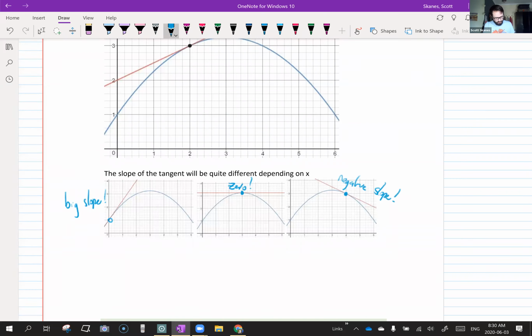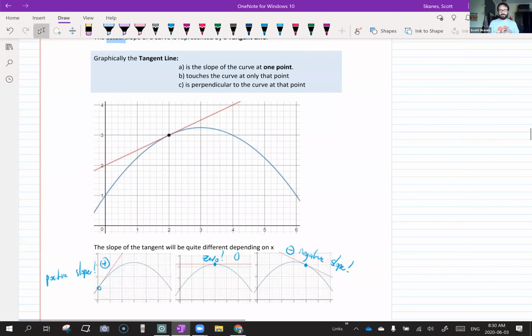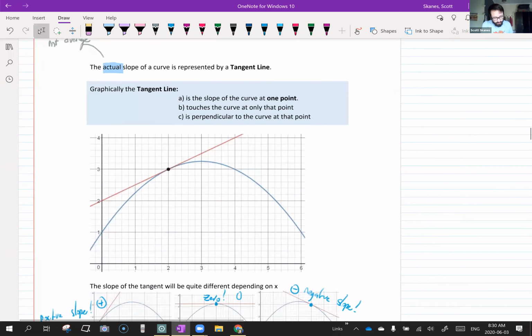In fact, I'm going to change this word. I'm not going to say big, I'm going to say positive. So this area has a positive slope, this area has a 0 slope, this area has a negative slope for the same curve. So how do you get one formula that can give you infinite number of slopes? It doesn't really make sense, does it? Thankfully, calculus, Isaac Newton figured that out a long time ago. So we'll get to that.